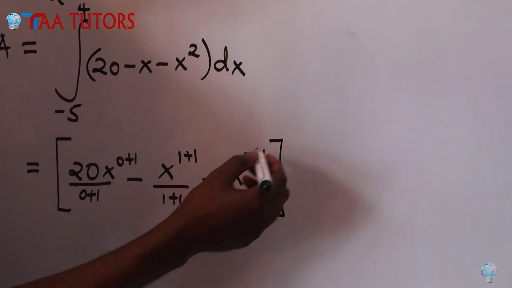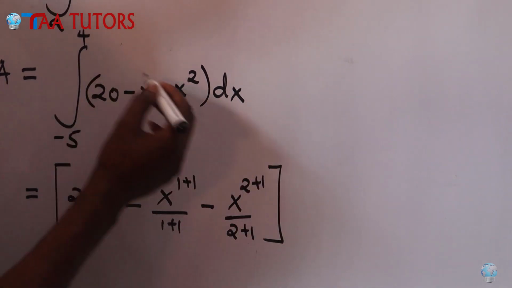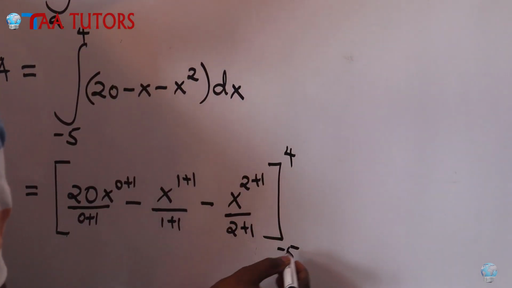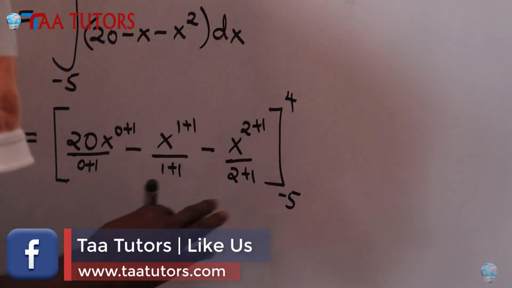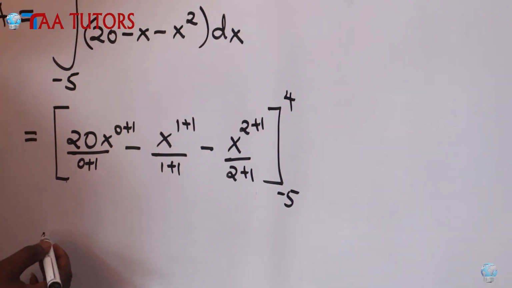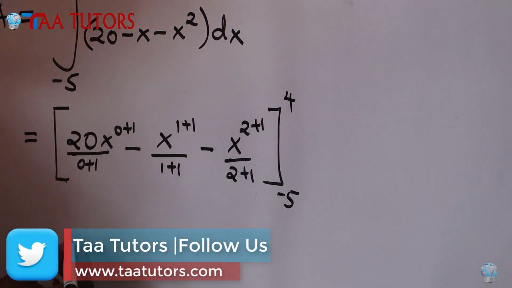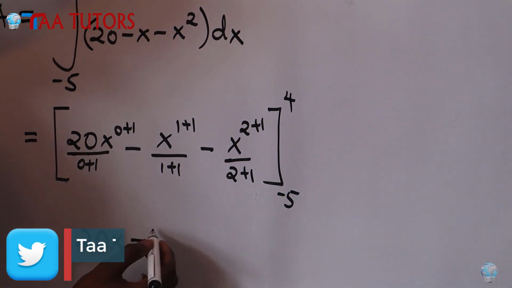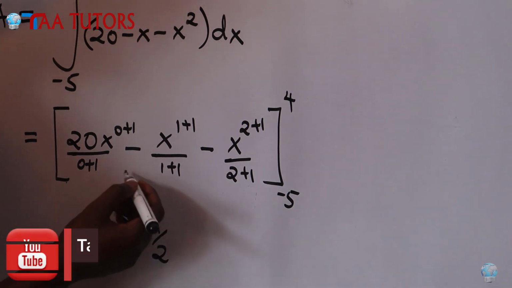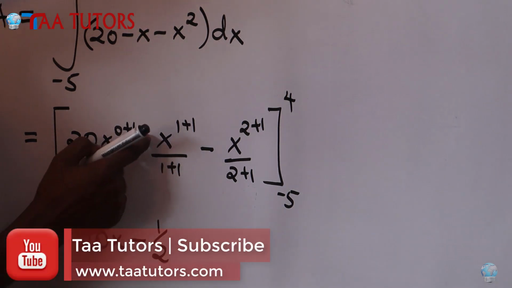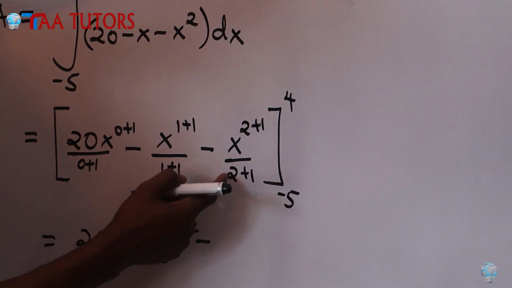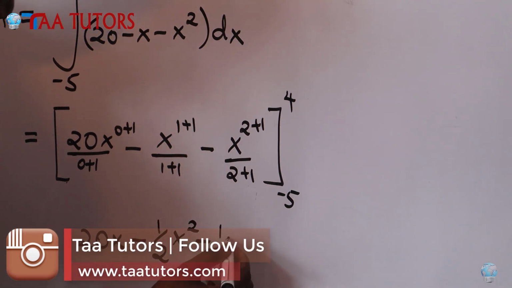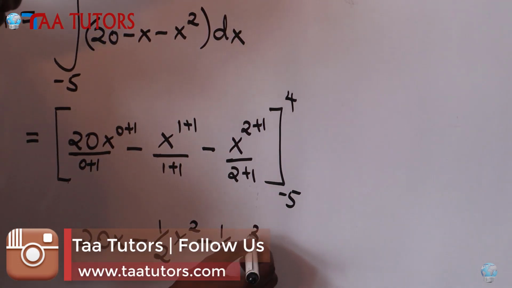This one in bracket, and then we say this is 4, -5. Now viewers, you realize that I'm still continuing to ignore c because we know what will happen to c. It will simply self-eliminate. If I move forward now, let me simplify. This will be 20x, minus a half, because 1 plus 1 is 2, but there's 1 here, so that's a half x squared, minus, 2 plus 1 is 3, so minus a third x power 3.